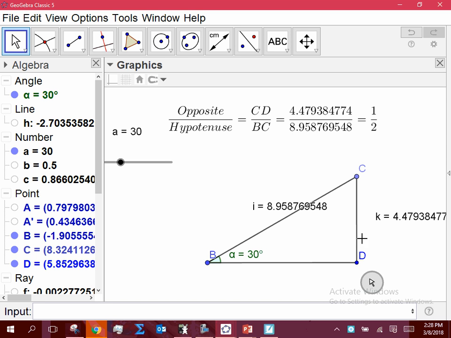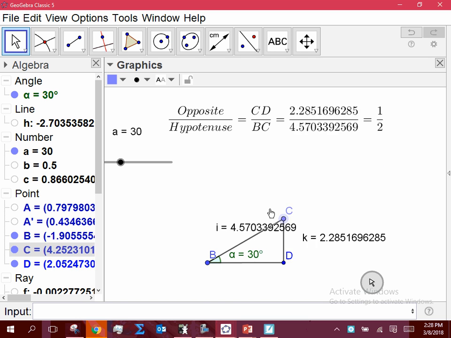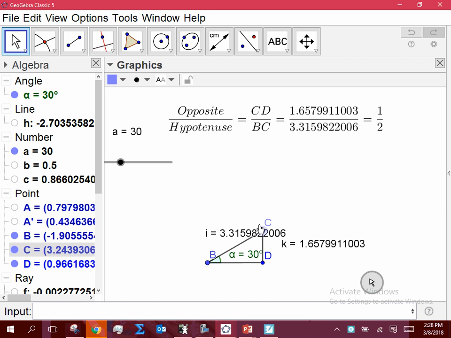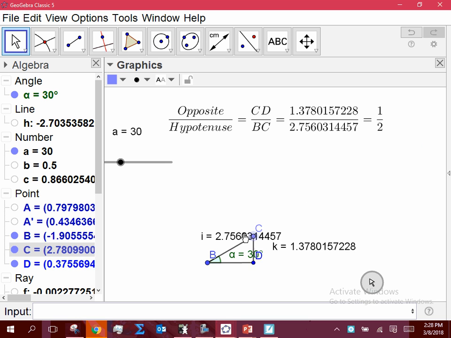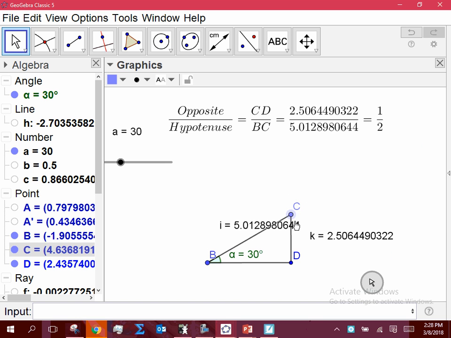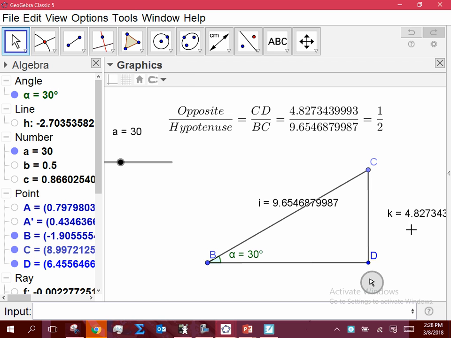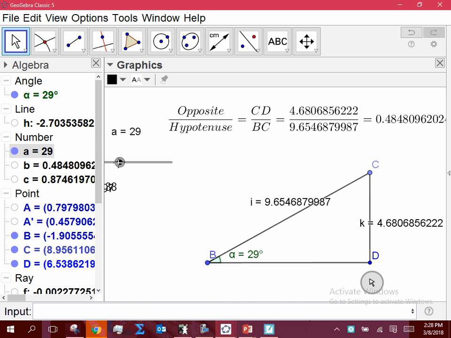Okay. And all of these triangles are representing, because I can make I and K essentially anything, right? It's representing all the infinite triangles that have a 30-degree angle in it. And I look opposite and hypotenuse. The quotient of those is always 1/2. Okay, now your calculator also knows that when you have a 29-degree angle, the quotient of those two things is 0.4848. Is that okay with everybody?